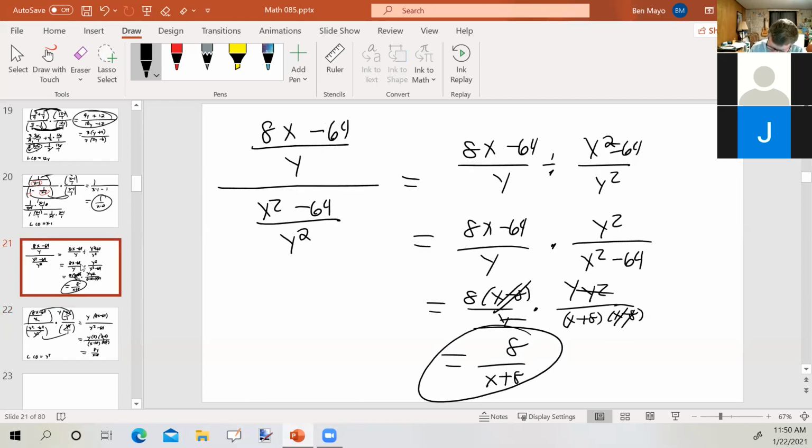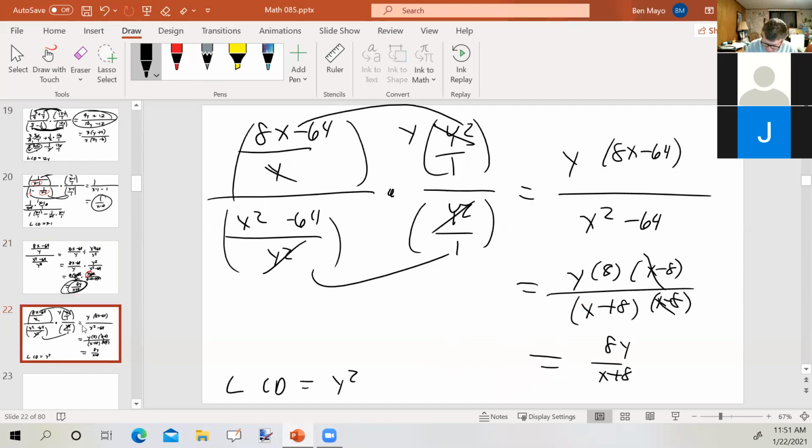Oh, you know what? I messed up the first way because there was a y right there that I forgot. Shame on me. I thought, well, those aren't the same answer, but they should have been. But yeah, when I reduced that down, I left a y, but I didn't pick it up. So this method, 8y over x plus 8, or this method, 8y over x plus 8.